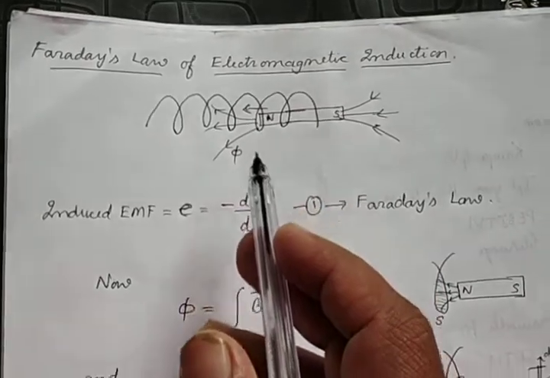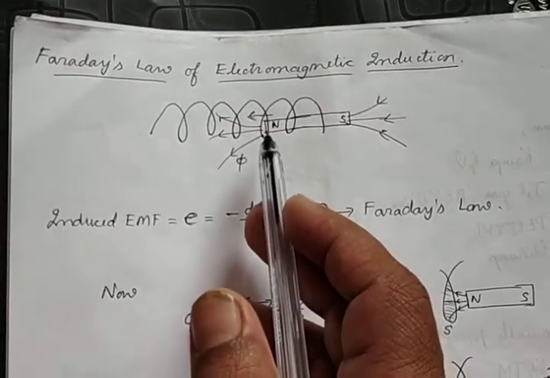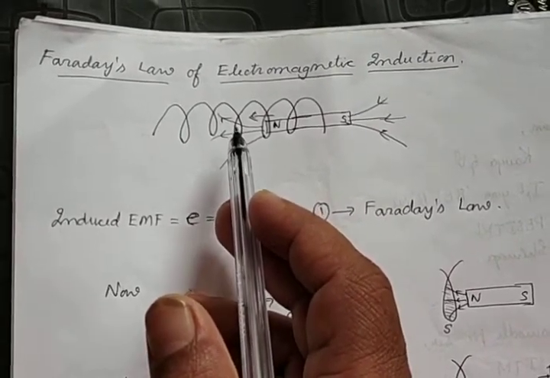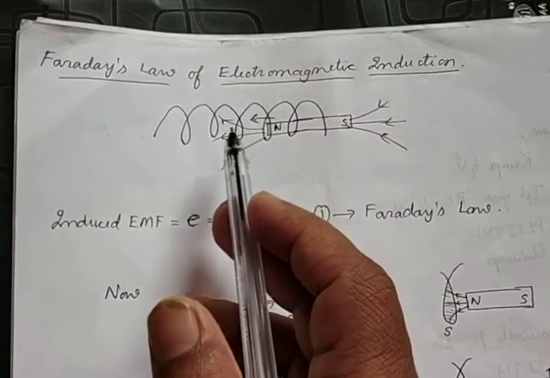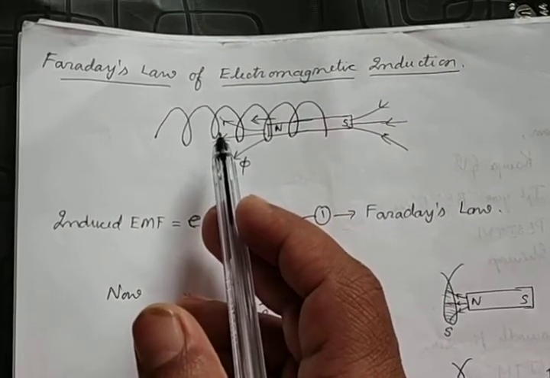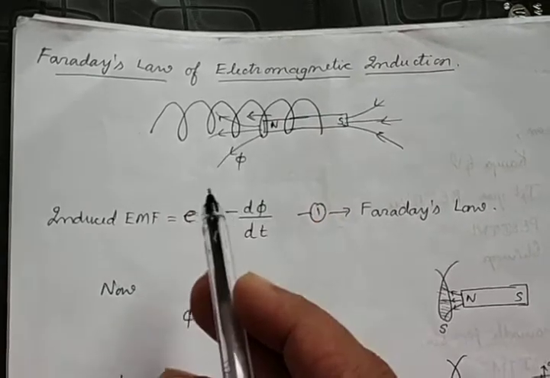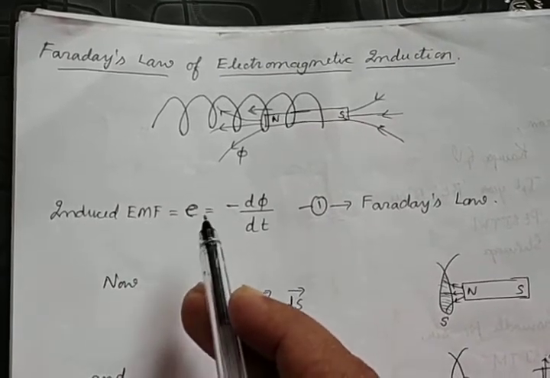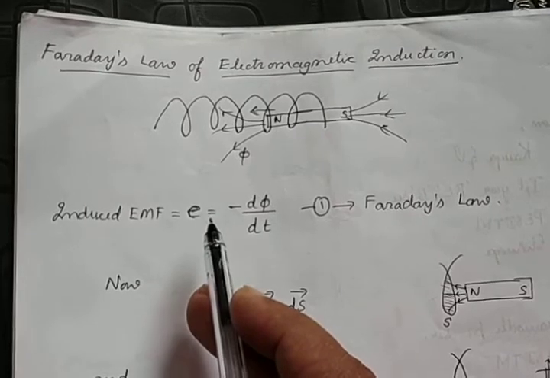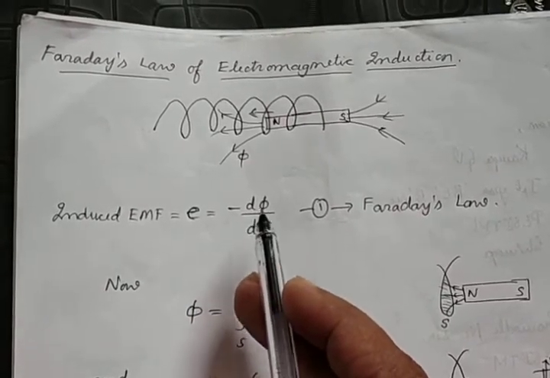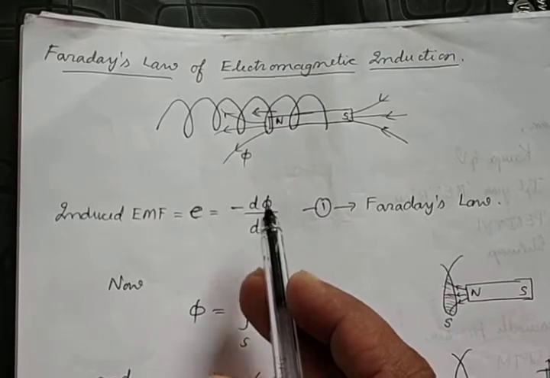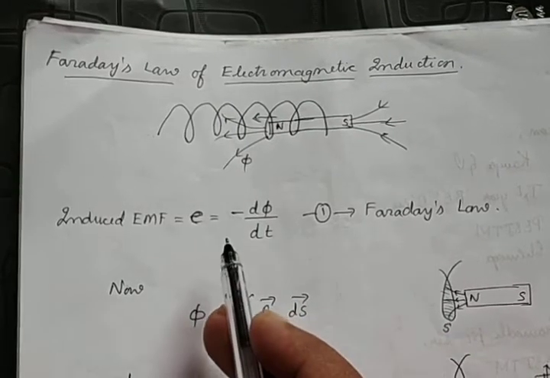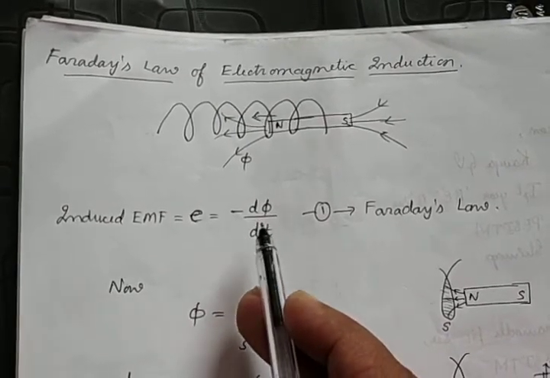Now we see that the magnetic flux which is linked to the coil is changing. Only then is the EMF induced. If the magnet is stationary, then EMF is not induced in the coil. That means the rate of change of flux linked to the coil is important. So here we get Faraday's law in mathematical form as induced EMF, if I write it as small e, equal to minus d phi by dt, where phi is the flux linked to the solenoidal coil. So this is Faraday's law in mathematical form. This is for one turn of the coil.